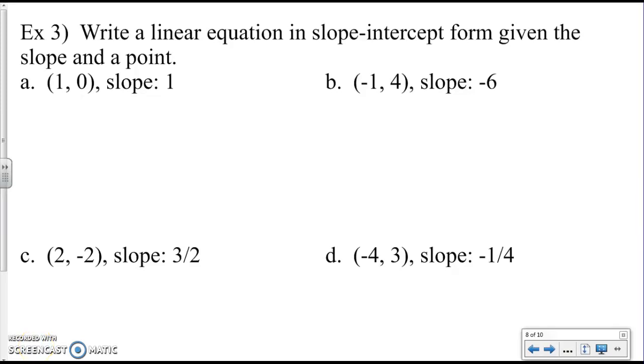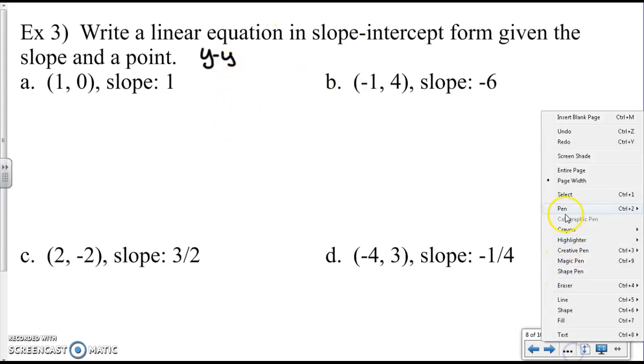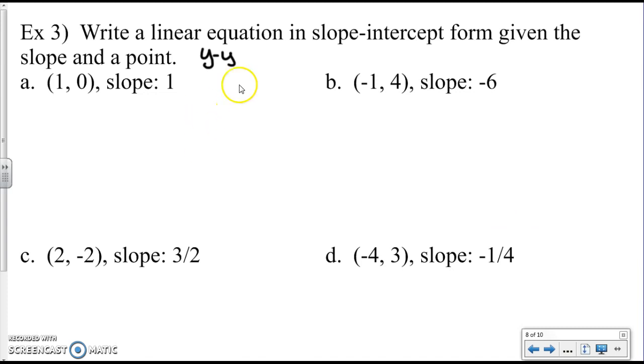Okay, our final video for today is going to put the last two examples together. So we're actually going to write the equation in slope-intercept form. We're going to start with y minus y1 equals m times x minus x1, and we're going to change that to slope-intercept form.